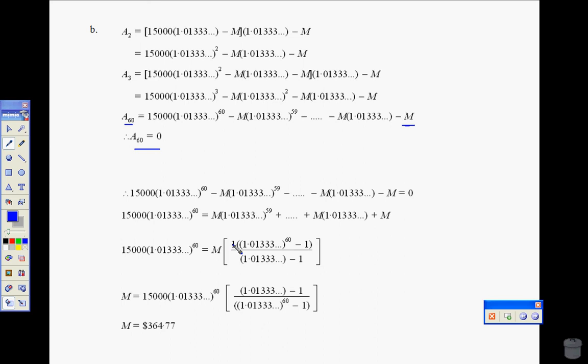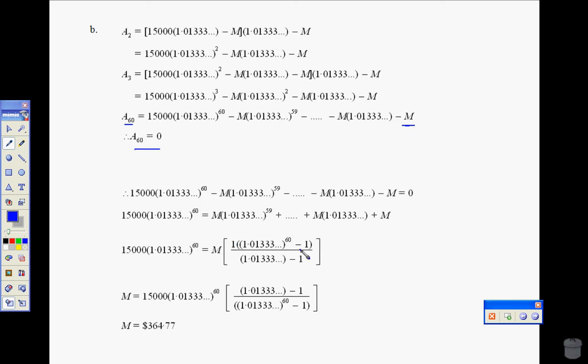I've skipped a line because I've factorised them out and just taken the 1 plus 1.013 recurring to the power of 1, plus 1.013 recurring to the power of 2, through to 1.013 recurring to the power of 59. So we've got a geometric progression with 60 terms, with the power of 59. R is going to be the 1.013 recurring, N is 60, and A would be 1. And M's been factorised out the front.